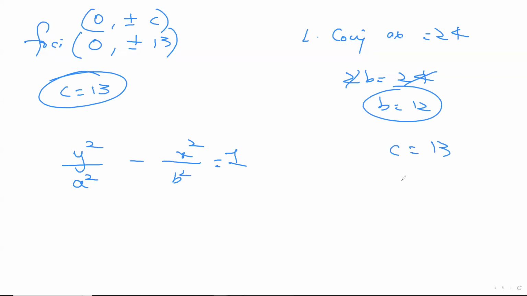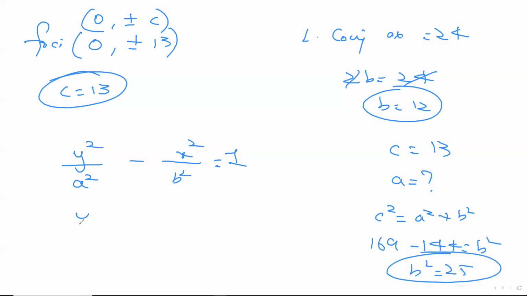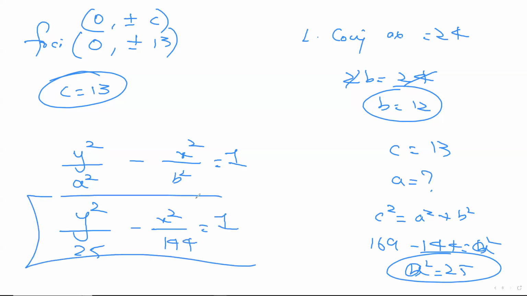C's value is 13. A's value you should find. How do you find? C square equals A square plus B square. 13 square, 169. A square, I don't know. Minus B square is 144 equals A square. A square equals 25. That's what I want. So y square I keep as it is. This is A square, guys, my bad. Y square over 25 minus x square over 144 equals 1. That's it. So if you see, it completely depends on us only as to how we take it.